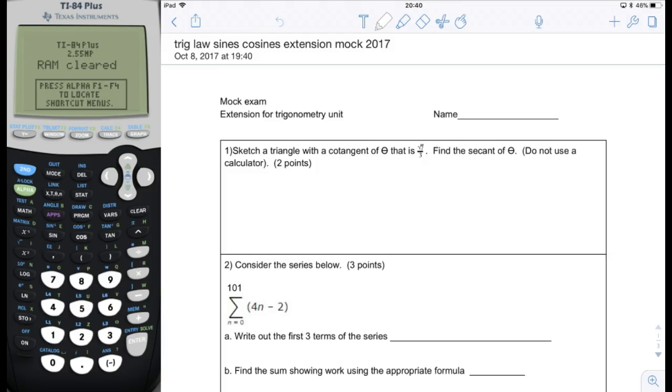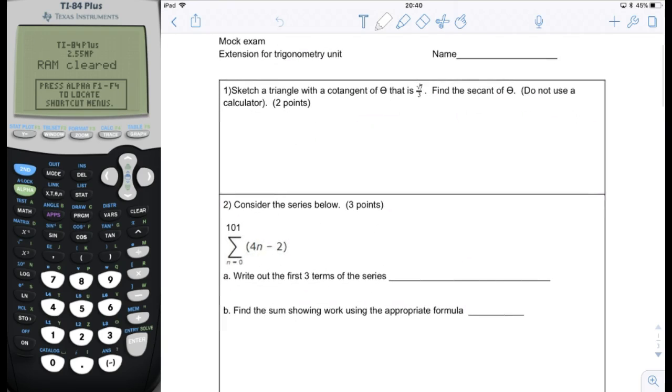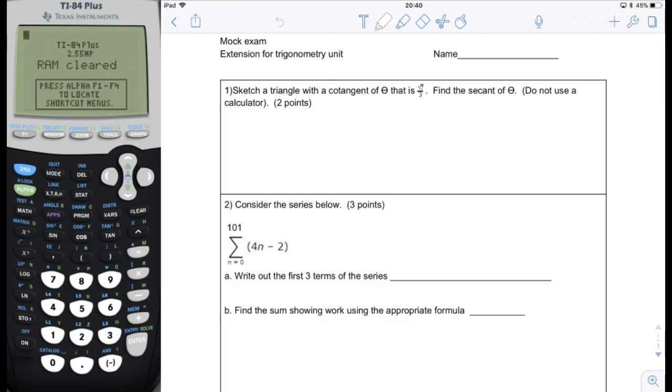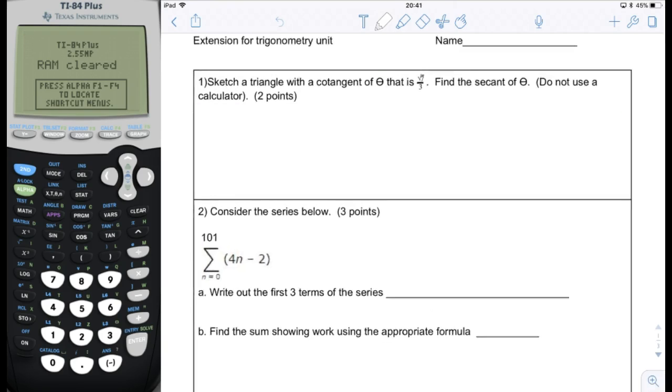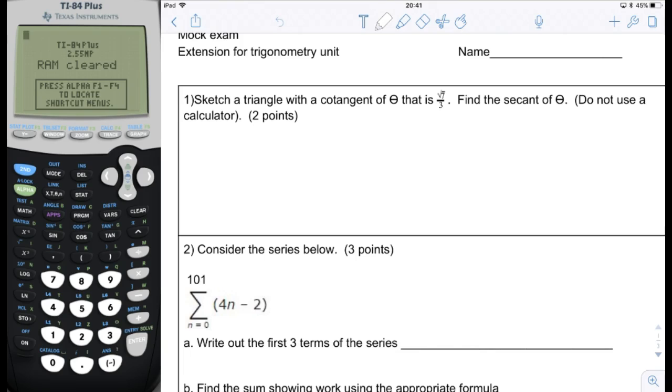Here are the solutions from the extension mock exam for trigonometry. Number 1, sketch a triangle with a cotangent of theta that is square root of 7 divided by 3. Find the secant of theta.